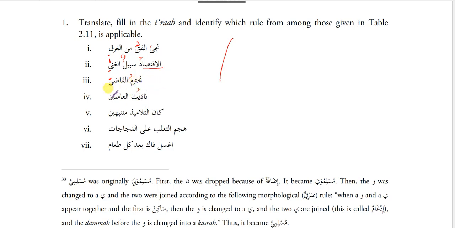Nadaitu alamina. I called the workers. Kanat talamizu muntabihina. The students were active. Hajama tha'labu ala dajajati. Dajati is ghar munsarif, jama muannas salim. Hajama tha'labu. The fox attacked the rooster.